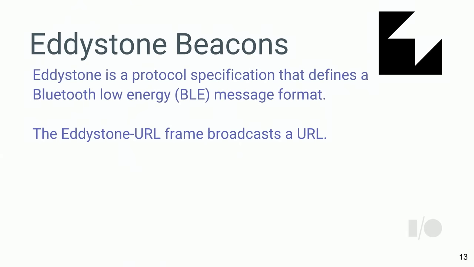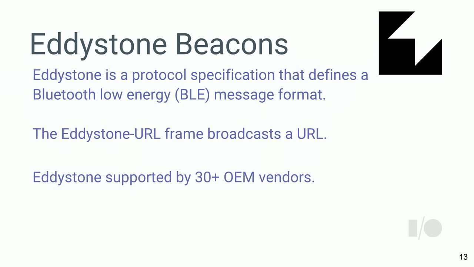Eddystone defines several different frame types that you can use individually or in combination. One of those frame types is called Eddystone URL. It allows you to broadcast a URL. That's what makes the physical web possible with a beacon. Now, Eddystone is supported by all the major beacon manufacturers, and it's growing. And Eddystone is also compatible with Apple's iBeacon format.